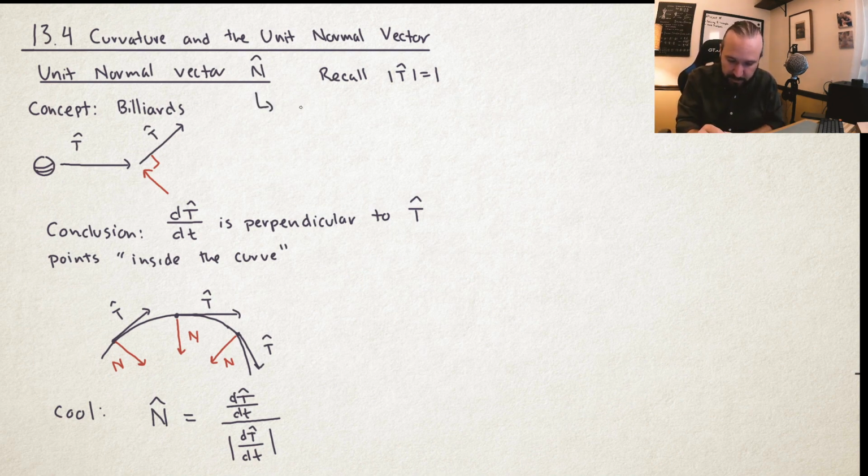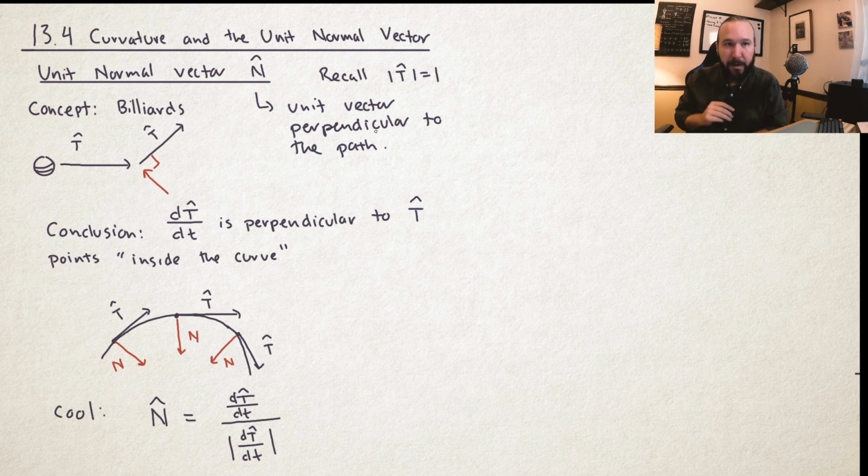So what is it? N hat is a unit vector that's perpendicular to the path. There's two. You can actually see there is another unit vector that points out this way. And the one that we are calculating, N hat, is always going to be the one that's kind of inside the curve. So if this curve curved back around this way, then the N hats would pop out and be going on the inside like that. So yeah, there's capital N.